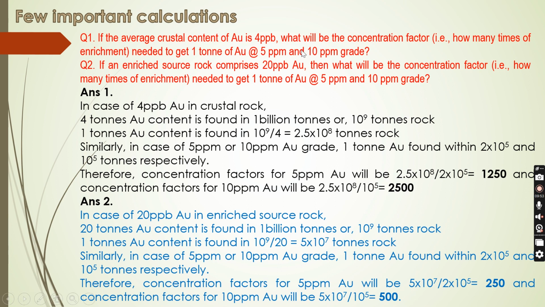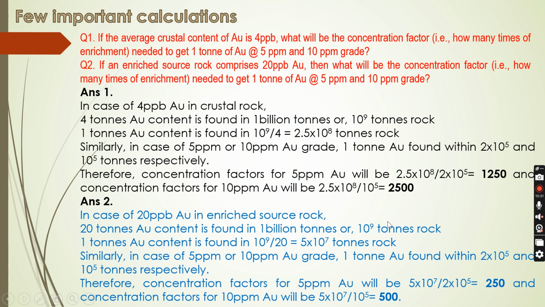However, if you use 20 ppb, that means an enriched source, a better source, what will be the function? 20 tons of gold content will be found in 1 billion tons. So 1 ton will be contained in 5 into 10 to the power 7 tons. Now similarly for 5 ppm and 10 ppm respectively, the same 2 into 10 to the 5 and 10 to the 5 tons will come. So again in a similar way, if we divide this, it will come to 50 and 500 respectively.